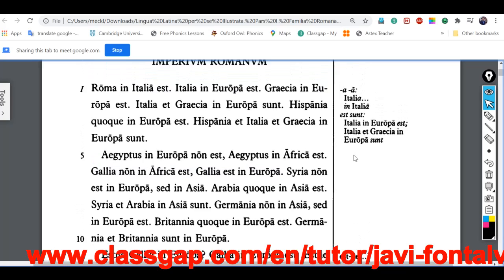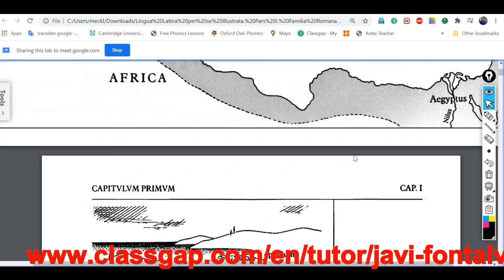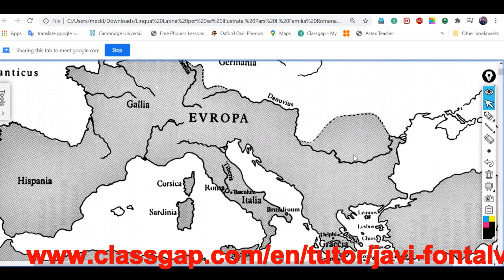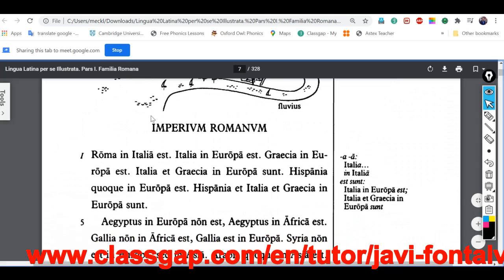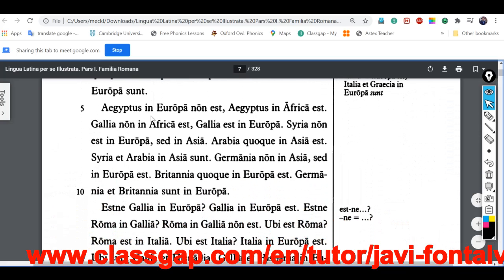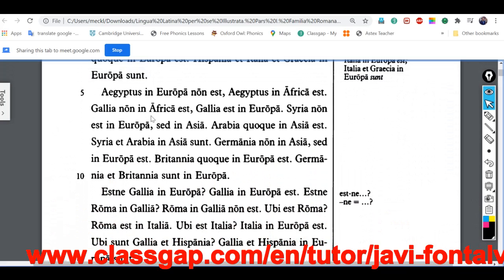Okay, I'm gonna show you the map. Let's see where Galia is. Ah, here. What do you think it means then? Galia. Because it was Gaul. Exactly, Gaul. Because at that time it was called Gallia. France, exactly. Actually, that time was different, but it would be considered basically France and Belgium, more or less, okay? But yes, France. Galia es Francia.